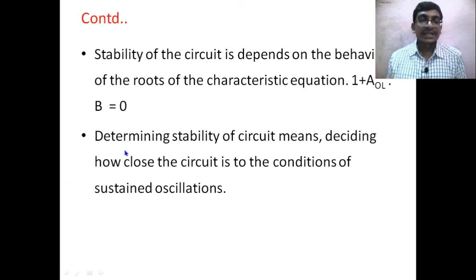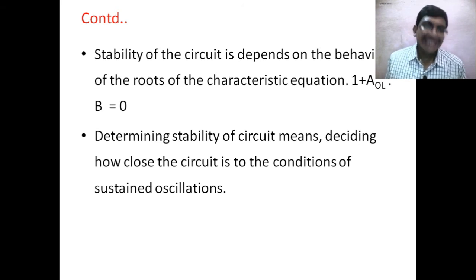Determining the stability of the circuit means deciding how close the circuit is to the conditions of sustained oscillations. Actually our op-amp has been designed to work like an amplifier, so it has to amplify the signals, and we are using the feedback in order to control the gain of the amplifier section. In any case, if our amplifier satisfies the Barkhausen conditions, then our amplifier will act like an oscillator instead of an amplifier.